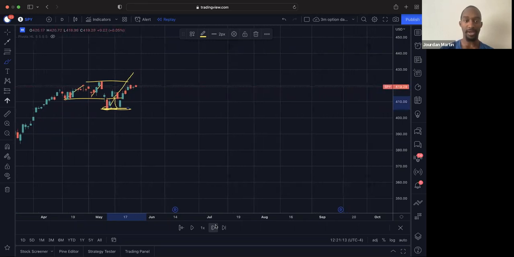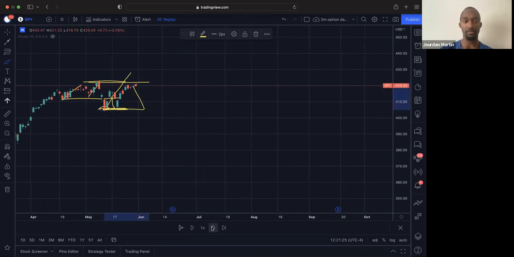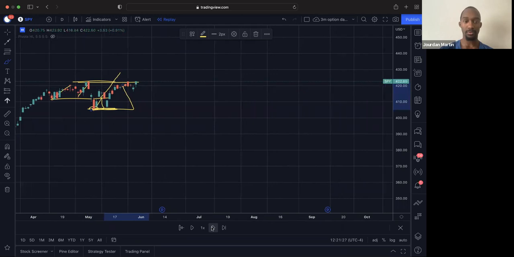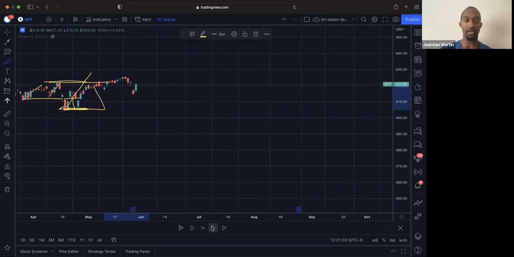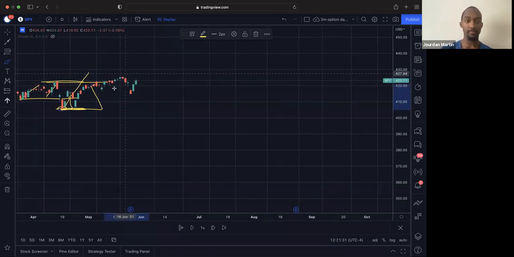And now we're testing that high again. So this is where we're looking to see, are we going to break above and form a higher high? If we don't, then it means that we're probably going to start moving back down to these lows again. Give us some more candles, right? And we broke that high, okay? So now we have made another higher high.